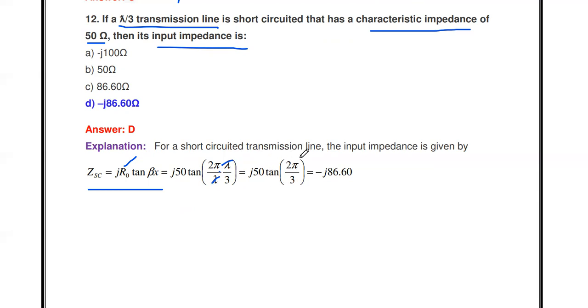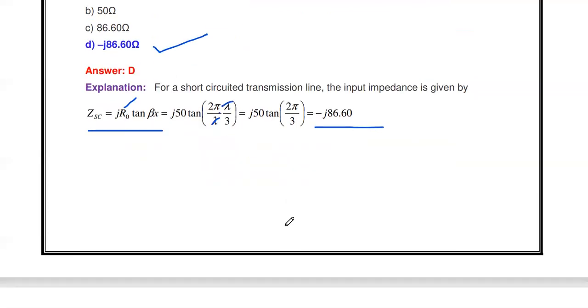So you just solve this tan 2 pi by 3 in a calculator and multiply with 50. We will get the answer: minus j 86.60. So the answer is minus j 86.60 ohms. This is the input impedance of the short circuited transmission line.